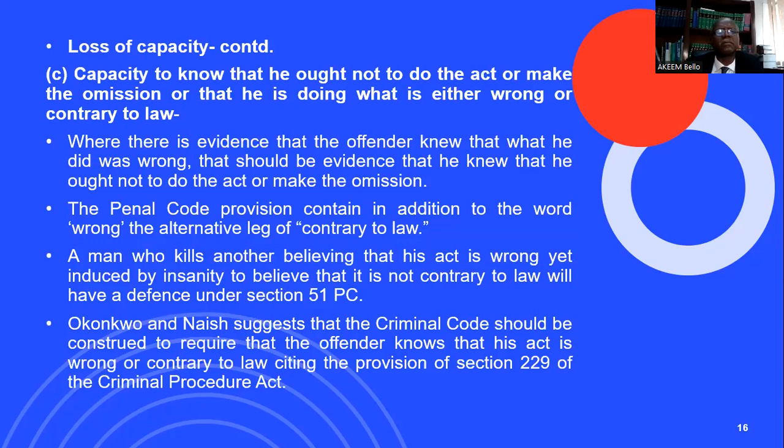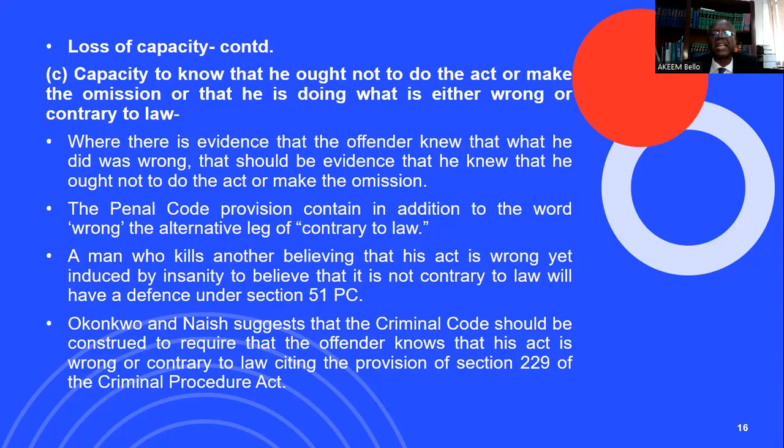Then the third leg of capacity under the criminal code, capacity to know, and the equivalent provision under the penal code. Capacity to know that he ought not to do the act or make the omission. That's under the criminal code. Or that he is doing what is either wrong or contrary to law. Now, where there is evidence that the defendant knew that what he did was wrong, that should be evidence that he knew that he ought not to do the act or make the omission.